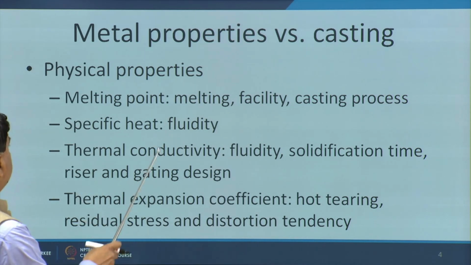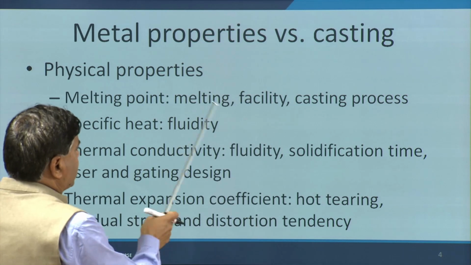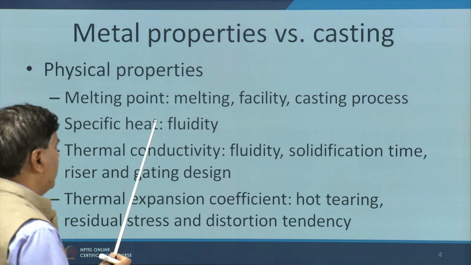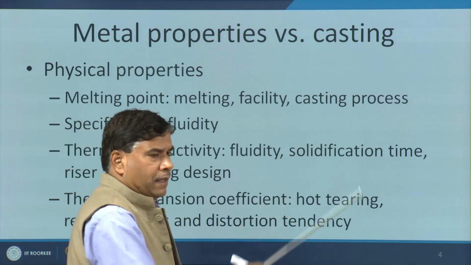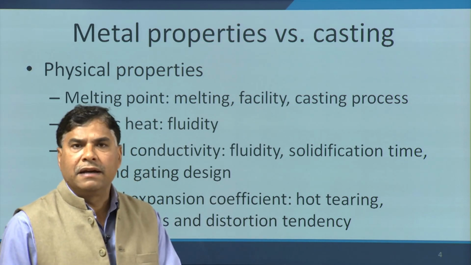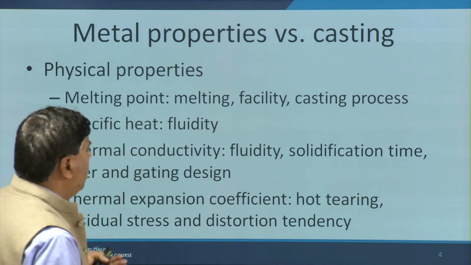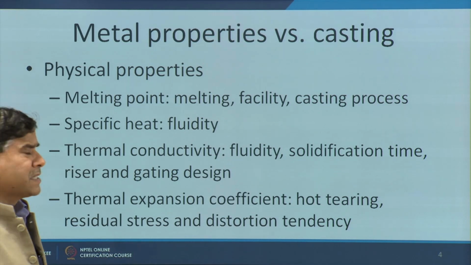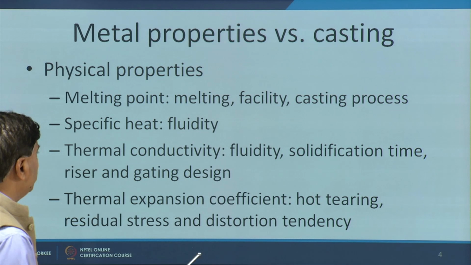Among the physical properties, it is the melting point which determines the kind of facility and the casting process to be used for the casting purpose. Like, for low melting point metals, for example zinc, lead and tin, the hot die casting process can be used, while for high temperature metals like aluminum, copper and cast irons, cold die casting is used.